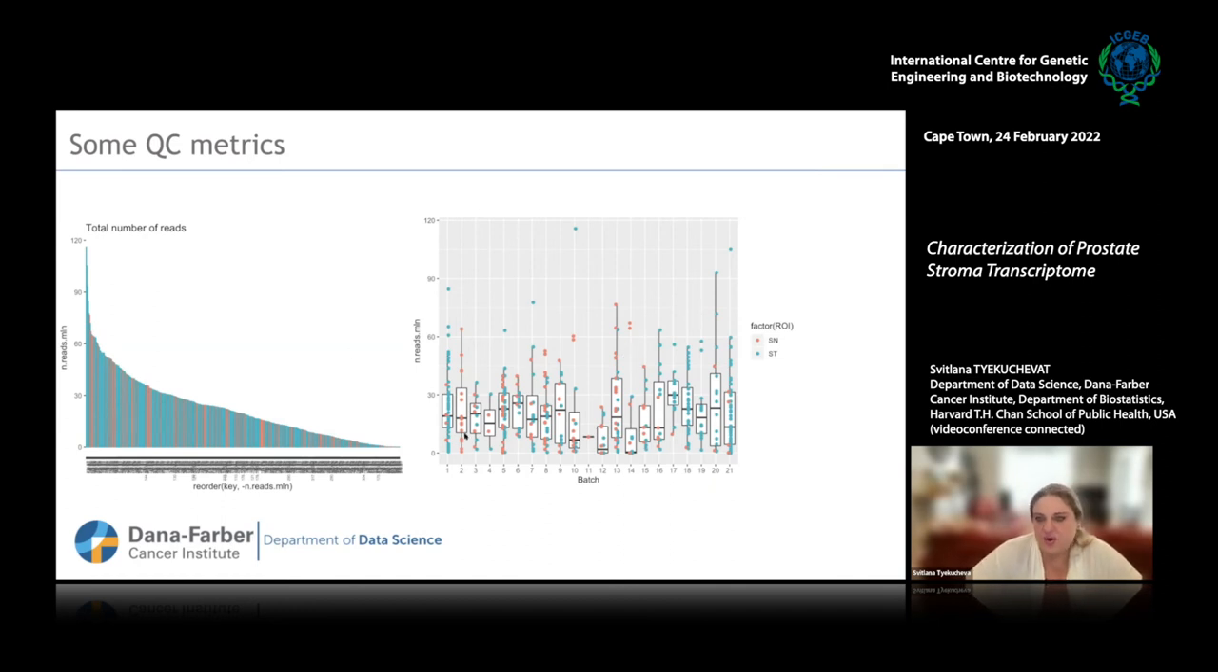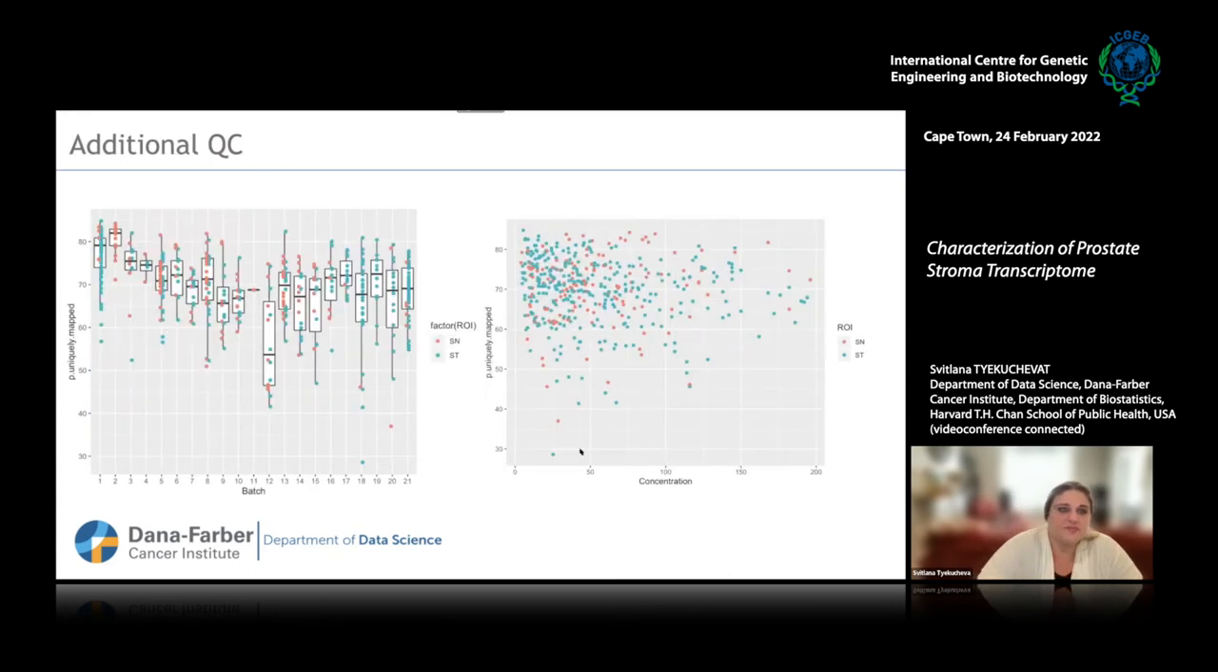These are box plots of the total number of reads as a function of the batch. We do not see any association with whether it was stroma around tumor or stroma around normal that had worse performance. It was sort of random. Some batches are worse than others, but it's not the case that one batch clearly failed and everything else was consistent. It's just that certain samples were not doing all that well.